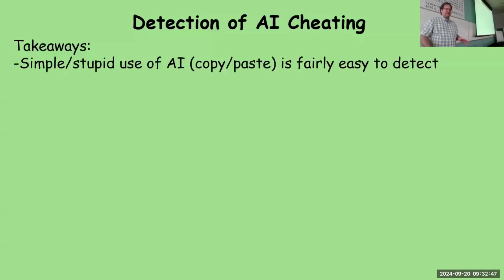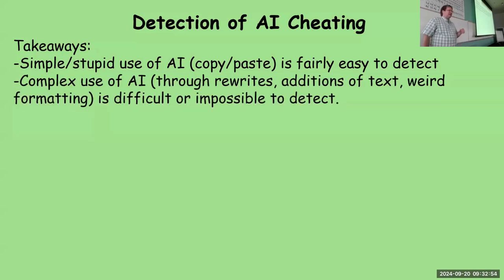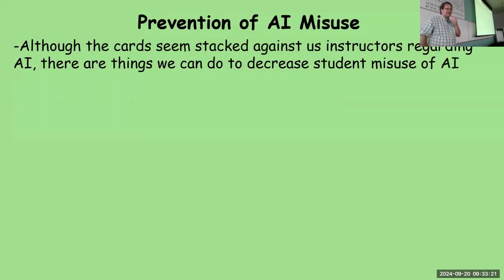So takeaways from detection: I think that simple, kind of stupid use of AI, fortunately, is fairly easy to detect. But complex use of AI, if they rewrite stuff, if they add their own text to mix in with AI generated text, if they do weird formatting, this is difficult or maybe impossible to detect. If you have a smart student who's using AI but changing it quite a bit, so they're putting in maybe 1/3 of the effort of a student doing it themselves, that might be impossible even for a really dedicated teacher to detect. And that's unfortunate.